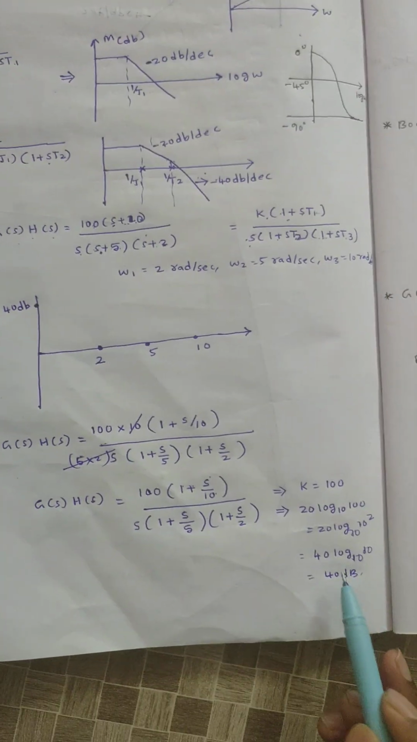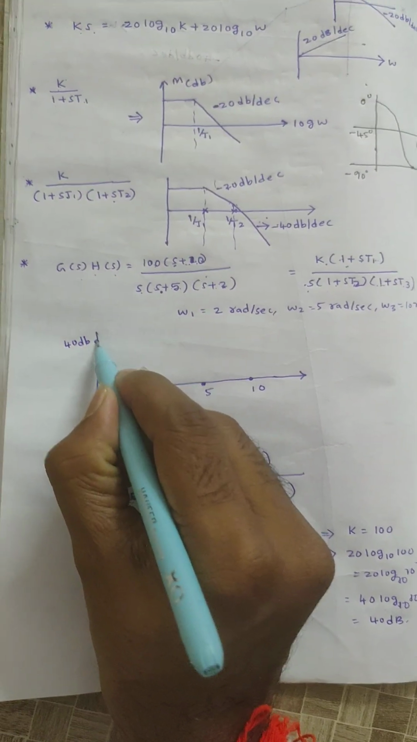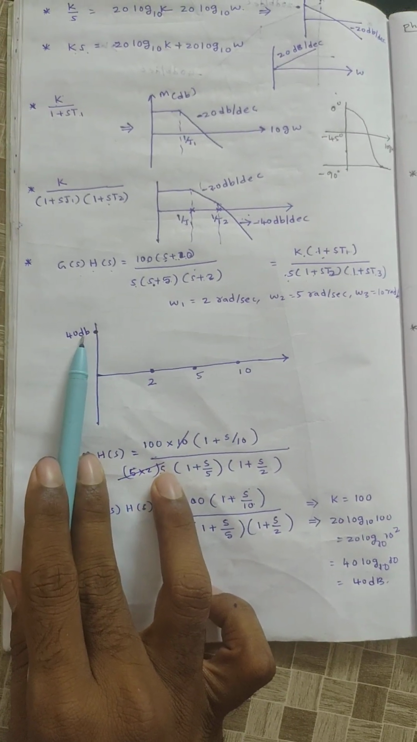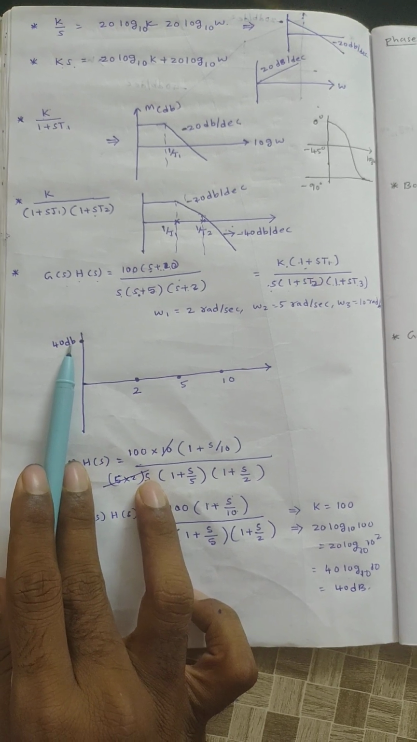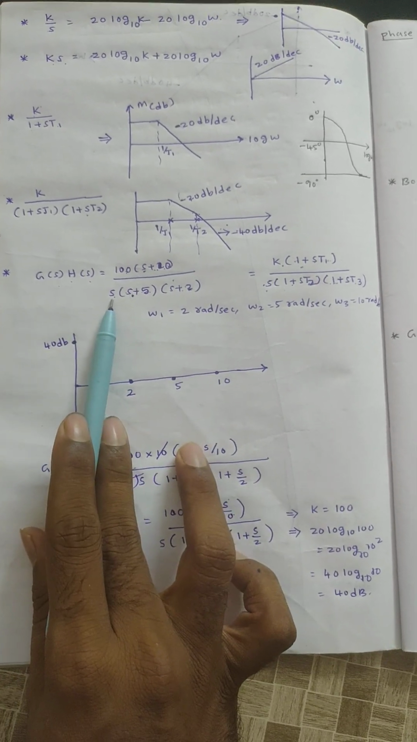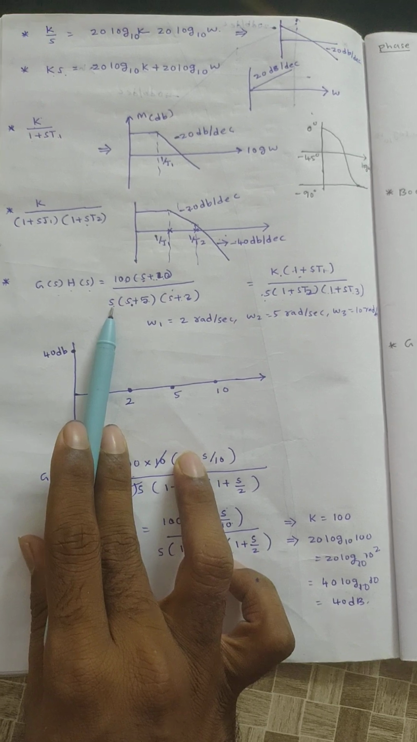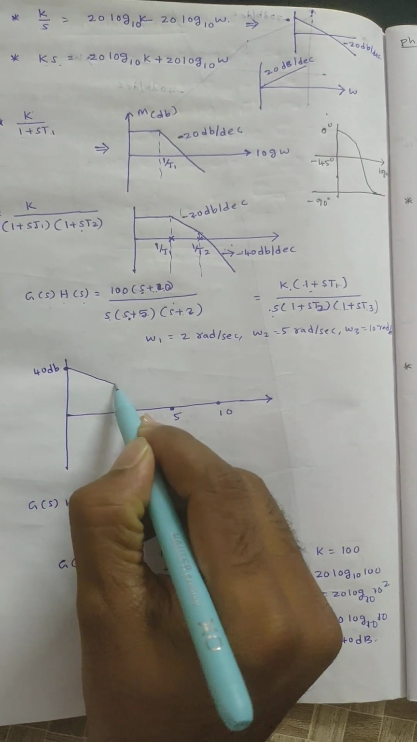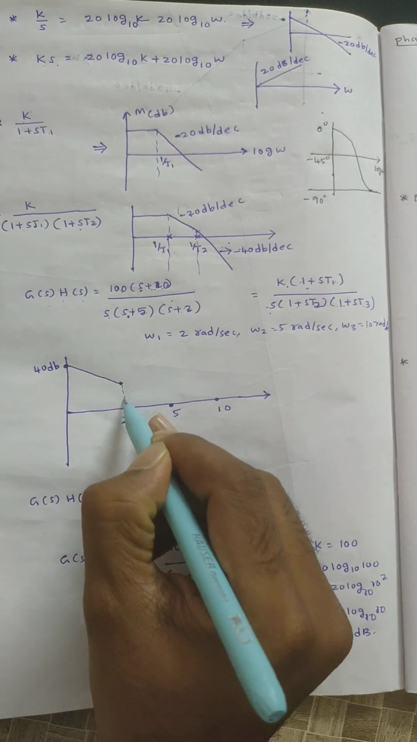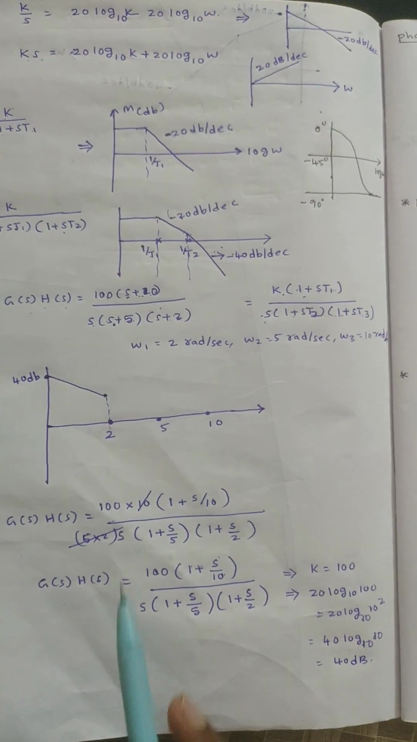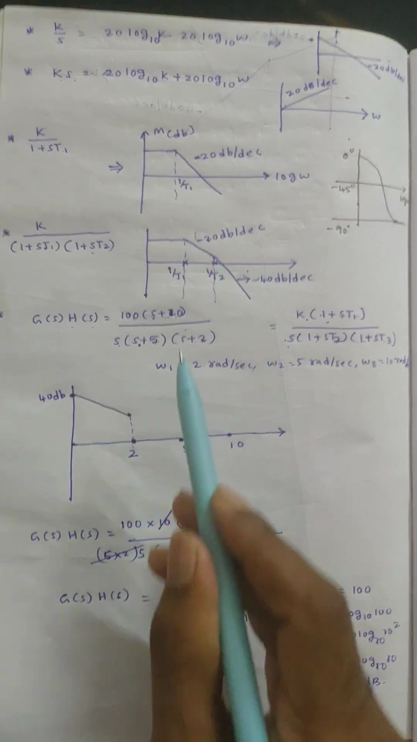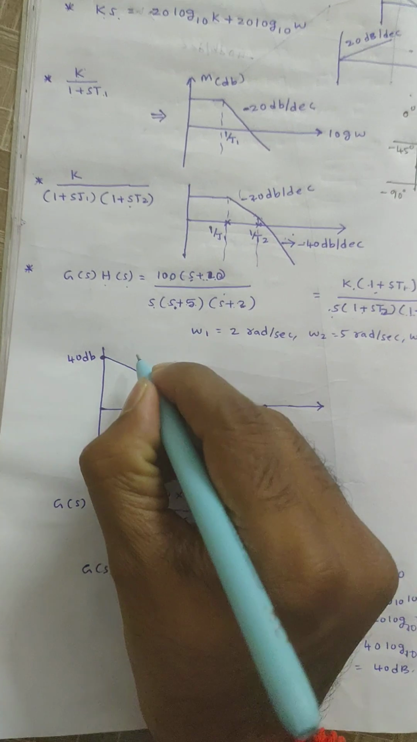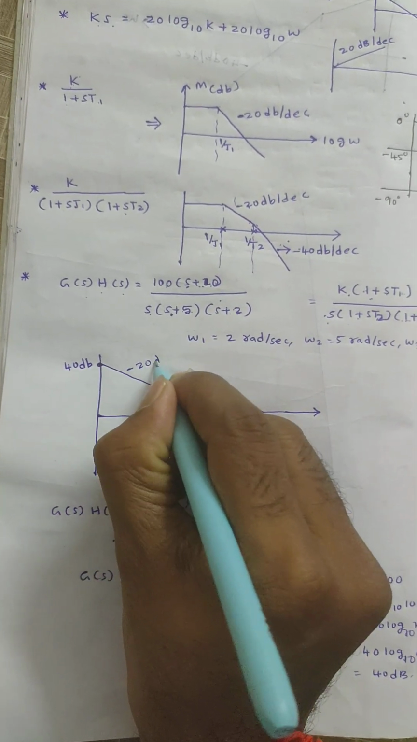That means the initial slope, this dB value based upon this constant value, is 40 dB. After that, at origin what is present? s, that is a pole, right? That means minus 20 dB per decade, up to 2 radians per second. The initial slope will be pole, that is 1 by s, which is nothing but minus 20 dB per decade.